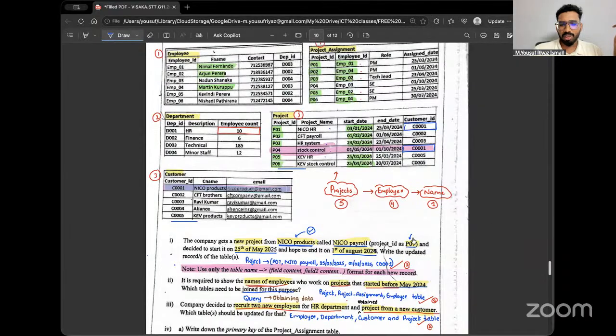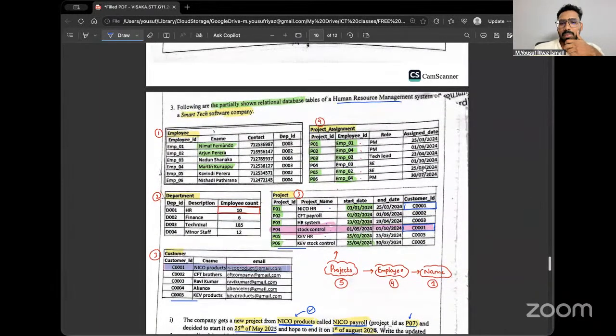We are hiring new employees. We are creating new customers. We are starting a new project. There's nothing to find here. You have to update the project assignment table only if a specific employee is going to be assigned to a respective project. If there is no employee assigned to a respective project, then why should you update that?